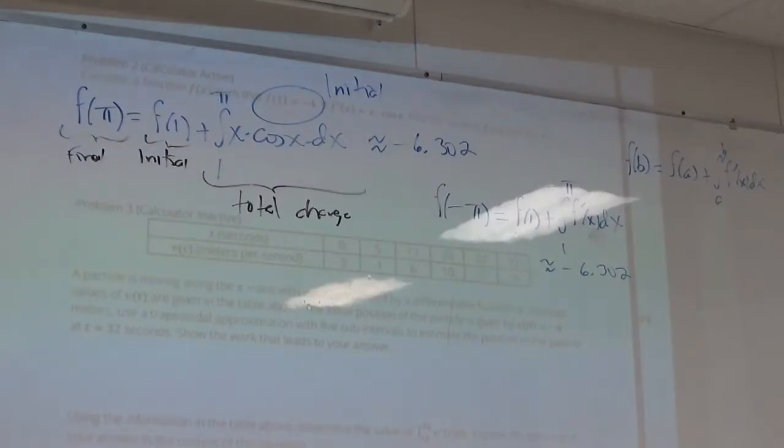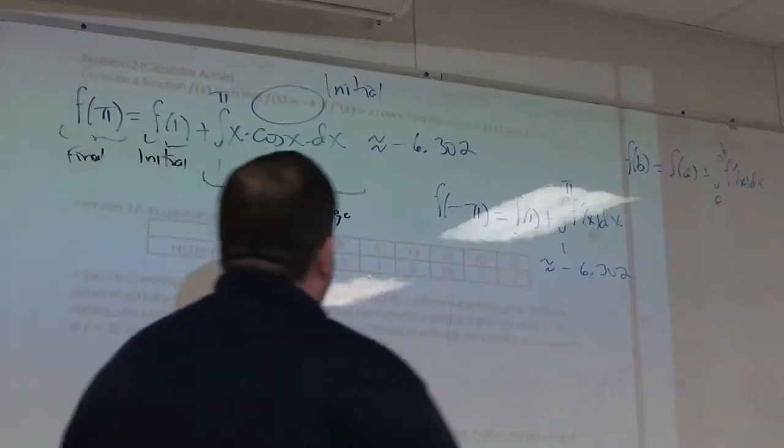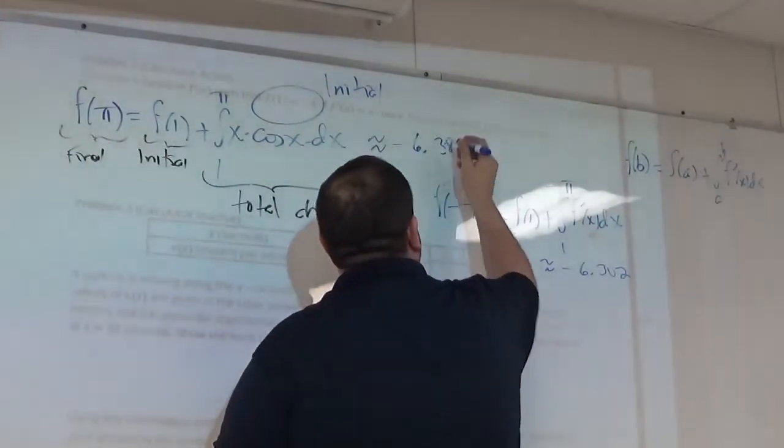Negative 6.382. Our other folks get negative 6.382. All right, negative 6.382.